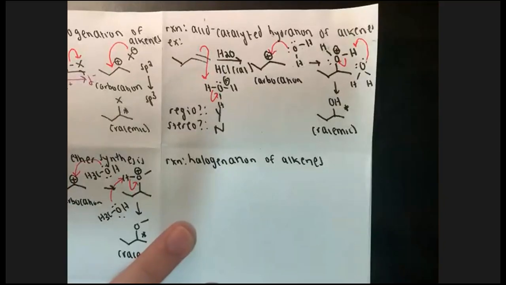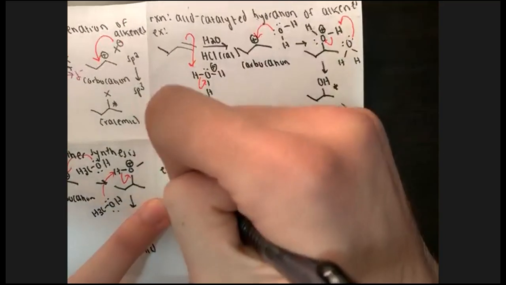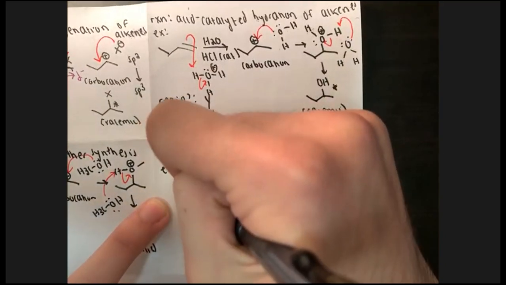So the next one is going to be halogenation of alkenes. Okay, so we're here. Halogenation of alkenes. Let's do another example of this. Let me think of a structure. I don't have a lot of space, so I'm going to do an easy example. And no, the last one was not stereospecific, if you're asking for that.